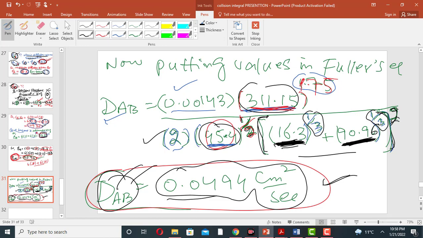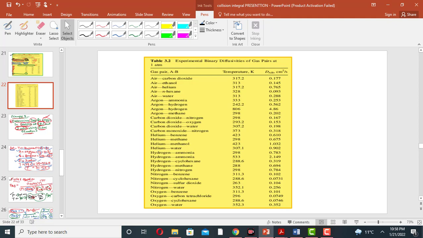Now we can also come to this table. This is the gas pair, this is the temperature, and this is the diffusivity in centimeter square per second. These are the experimental diffusivities of gas pairs. So for air and carbon dioxide at this temperature, the diffusivity will be 0.11177 centimeter square per second. Similarly, for the oxygen-benzene system at 1 atm, we can also determine it.